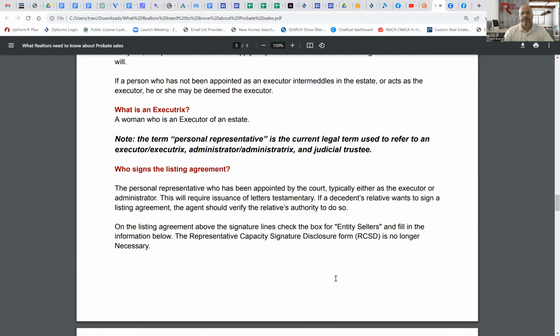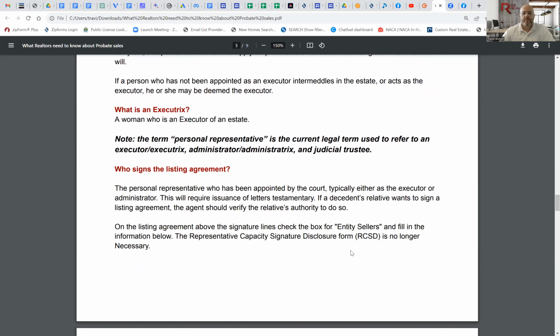Who signs a listing agreement? The personal representative who has been appointed by the court, typically either as the executor or administrator. This will require issuance of letters testamentary. If a decedent's relative wants to sign a listing agreement, the agent should verify the relative's authority to do so. And you can do this by speaking with the attorney as well, to confirm that you have the right person signing your listing agreements.